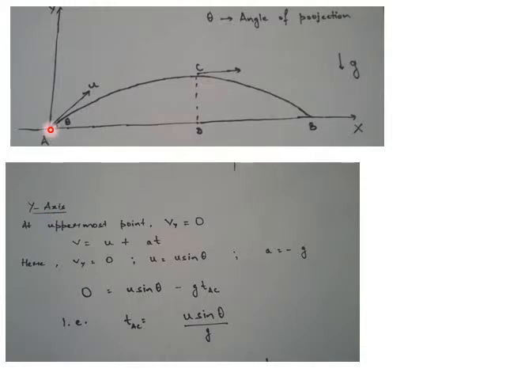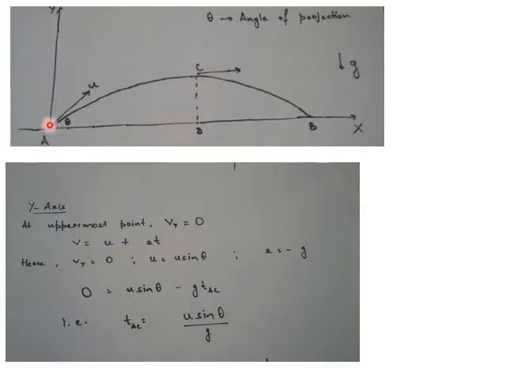When the projectile moves from point A to point C, the component of its velocity along the y-axis gradually decreases till it becomes 0 at point C. In other words, at the topmost point C of a projectile motion, there is only a horizontal component of velocity. The vertical component is 0. Keeping this in mind, we can use the equation v equal to u plus at to find time of flight.